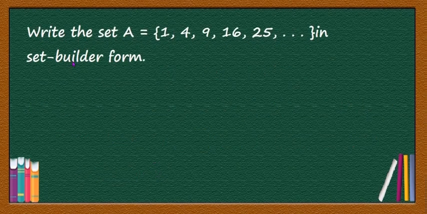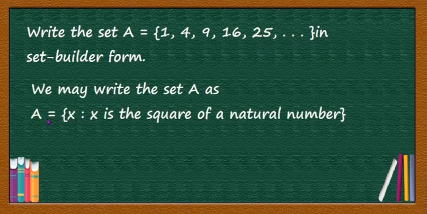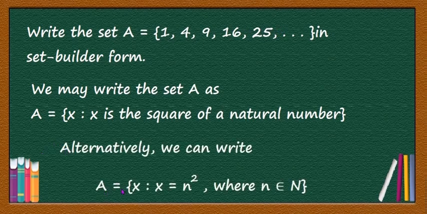Next one is, write the set A = {1, 4, 9, 16, 25, ...} in set builder form. We may write the set A as A = {x : x is the square of a natural number}. You can observe all the elements in A are the squares of natural numbers: 1 square, 2 square, 3 square, 4 square, 5 square and so on. Therefore, you can write A = {x : x = n square, where n belongs to N}.